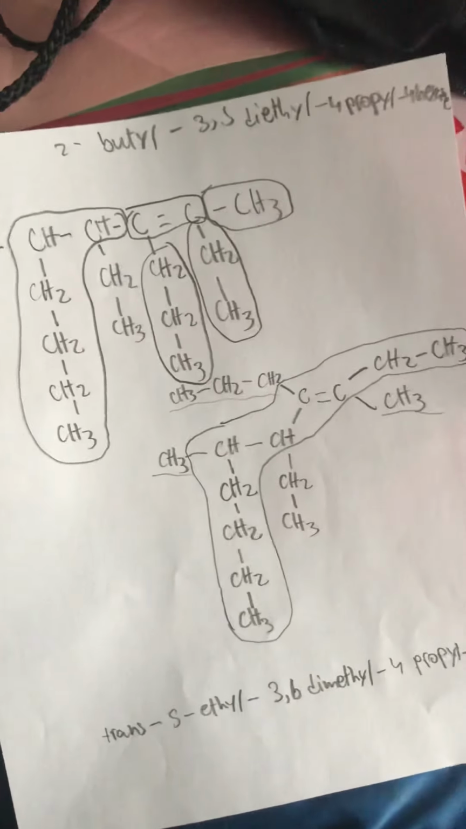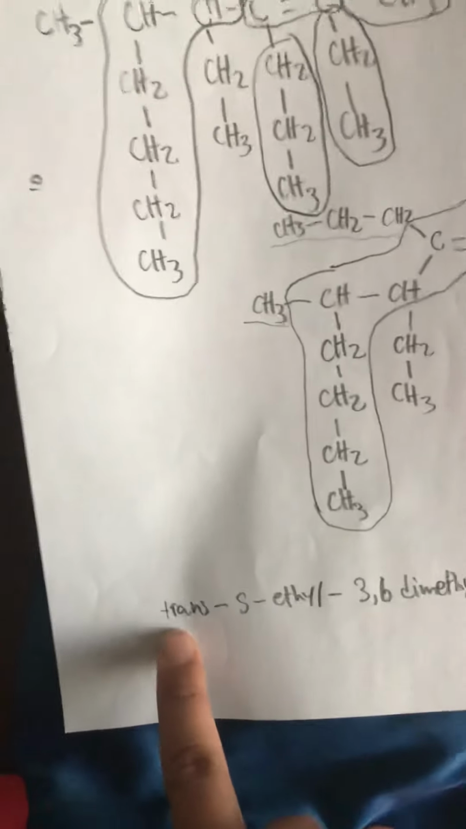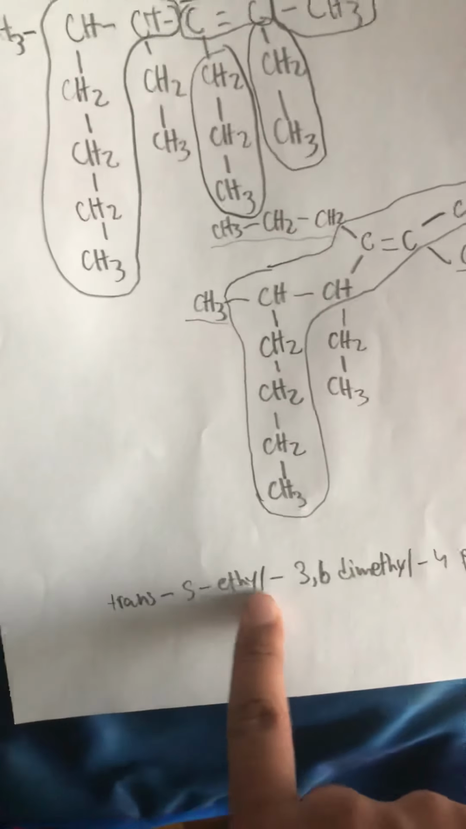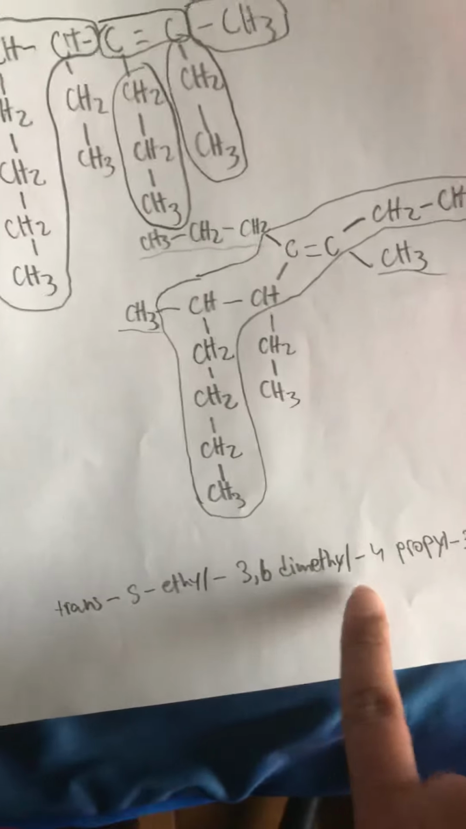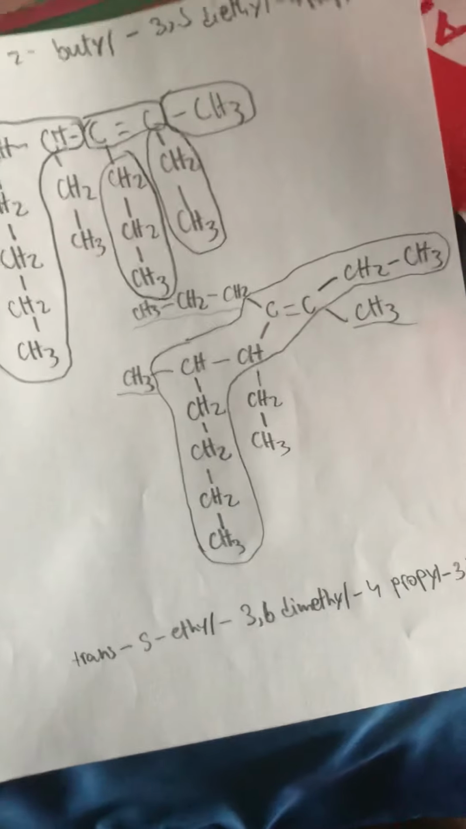As you can see in my final answer right here, what I did is put them in alphabetical order. Then I wrote them out, and I obviously started with trans at the start, and my final answer was trans-5-ethyl-3,6-dimethyl-4-propyl-3-decane. So that was my final answer for the question.